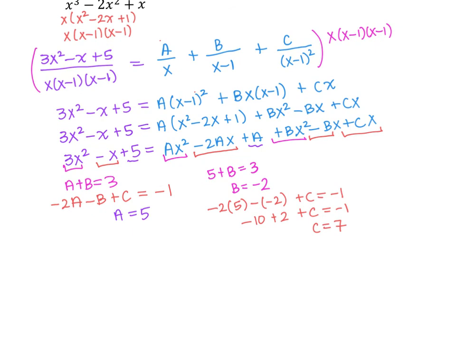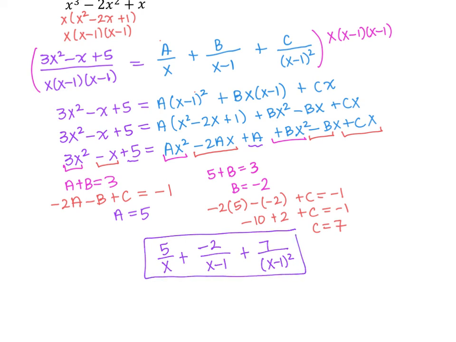Okay, and then after all that, I still need to rewrite my actual fraction, my partial fraction decomposition. So I have a over x plus, what's b? b over x minus 1. I could have made that a minus 2. Plus c over x minus 1 squared. And again, if you wanted to re-add these up, you could do so to verify that they do in fact work.